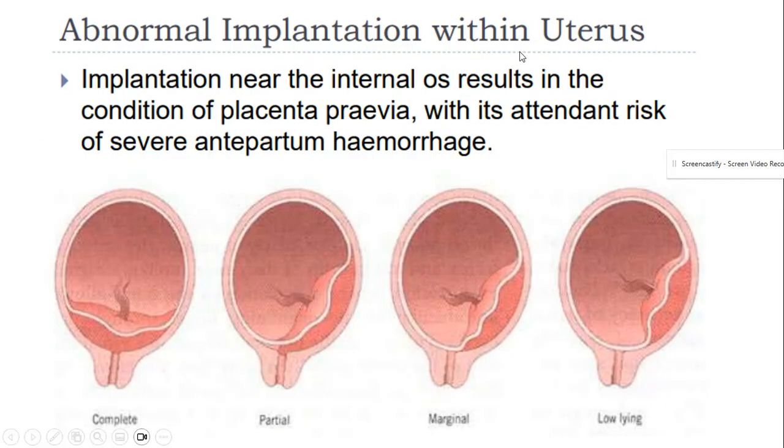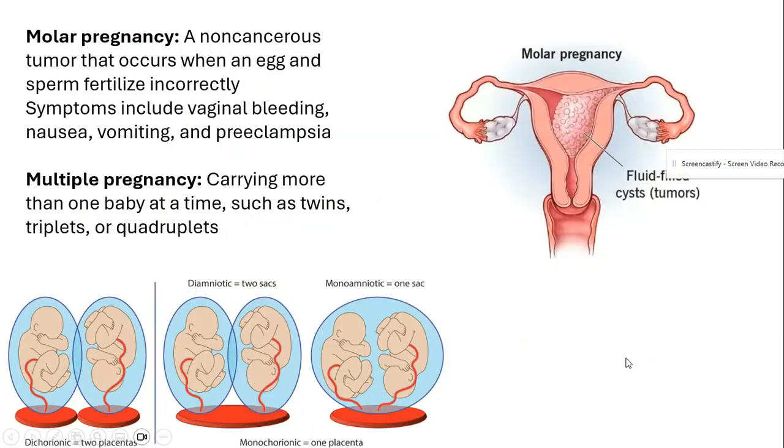Abnormal implantation within the uterus. Implantation near the internal os results in the condition of placenta previa with its attendant risk of severe antepartum hemorrhage. Right? This is complete, this is partial, this is marginal, and this is low lying.